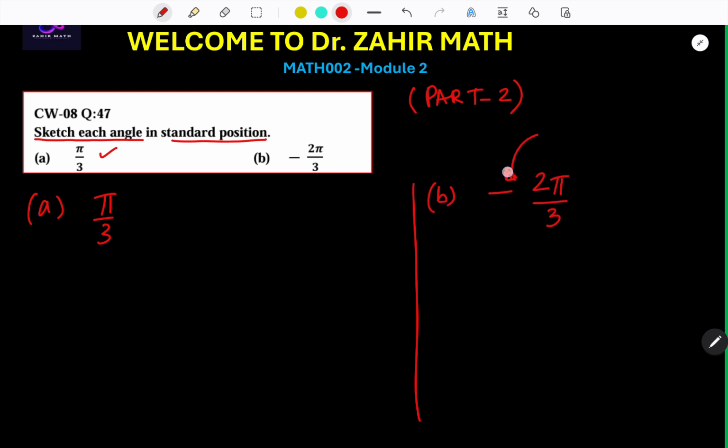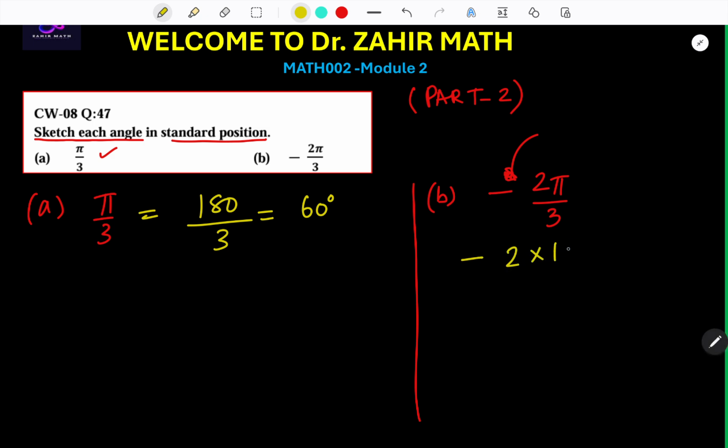You should be careful with this minus. Pi is nothing but 180, divided by 3, which is equal to how much? 60 degrees. Similarly, I'm going to do this also. The 150 degree we did and the 30 degree we did. Now we are going to do it in radian measures.